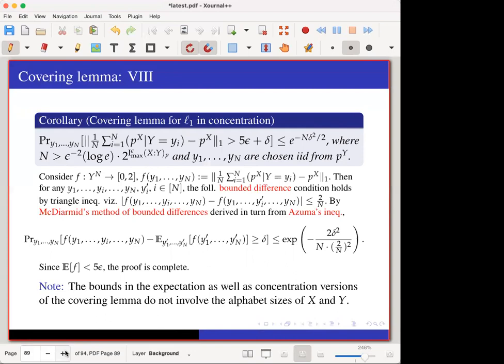Now, so far we did convex split, which is the covering lemma for L1 in expectation. Now I want to prove the covering lemma for L1 in concentration, which I promised. Pranab, I just have a quick question. In the concentration result, shouldn't a log alphabet term appear in the bound on N? No, it doesn't. That's why I said this is not known. It's new. Okay.